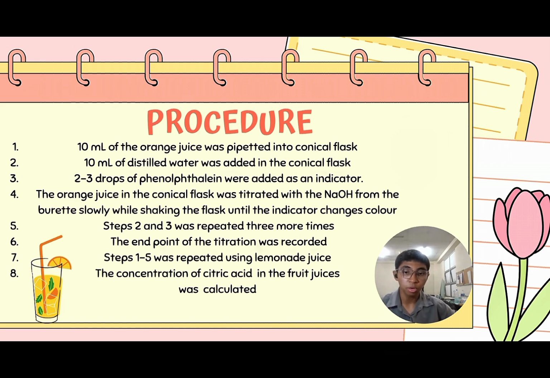Fifth, step 2 and 3 were repeated 3 more times. Sixth, the endpoint of the titration was recorded. Seventh, steps 1 until 5 were repeated using lemonade juice. And lastly, the concentration of citric acid in the fruit juice was calculated.